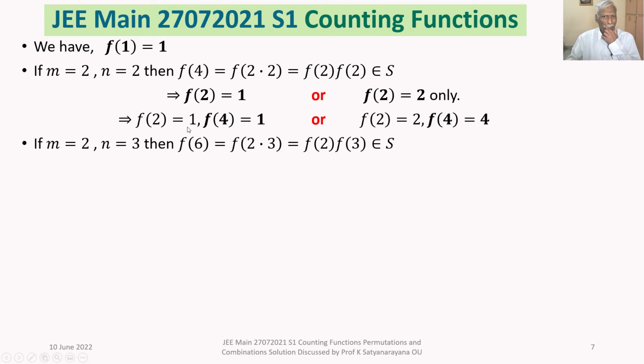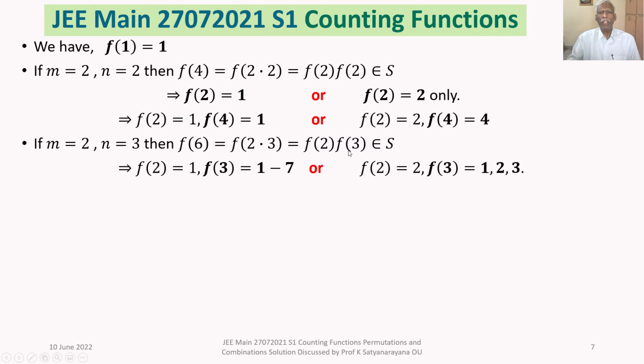So, in our first case, f of 2 is 1. If f of 2 is 1, then 1 into f of 3 belongs to S. What could be f of 3? F of 3 can be any value from 1 to 7. So, f of 2 is equal to 1, and f of 3 will be any value from 1 to 7.